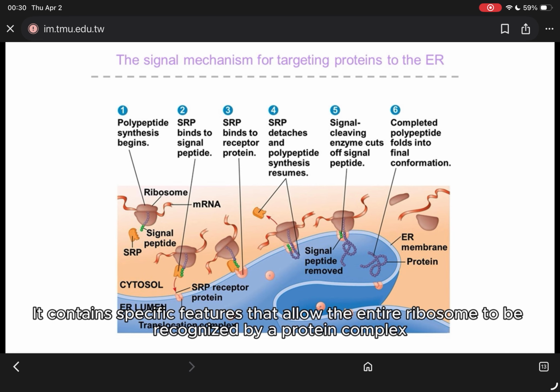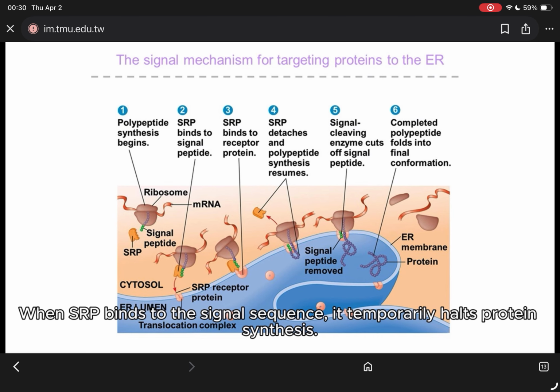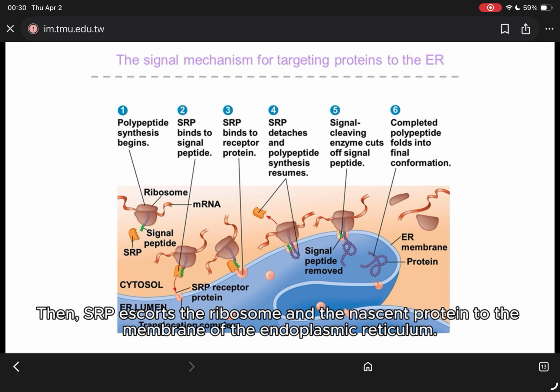It contains specific features that allow the entire ribosome to be recognized by a protein complex known as the signal recognition particle. When SRP binds to the signal sequence, it temporarily halts protein synthesis. Then, SRP escorts the ribosome and the nascent protein to the membrane of the endoplasmic reticulum.